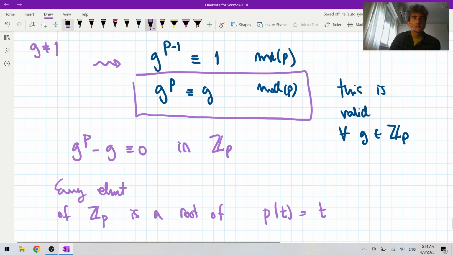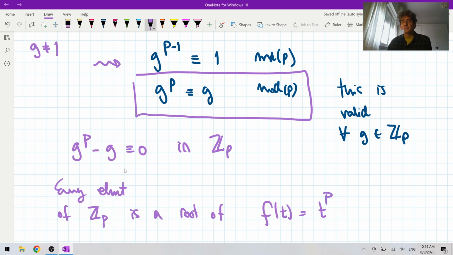Let's use a different letter, f of t, t to the p minus t. Okay, so we have characterized a finite field as the set of roots of a certain polynomial.